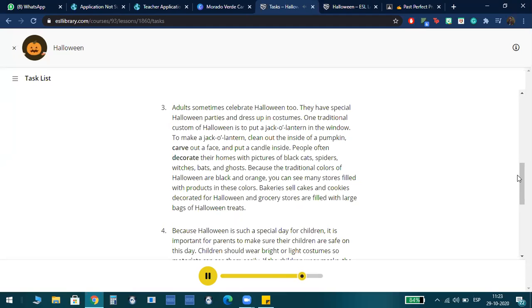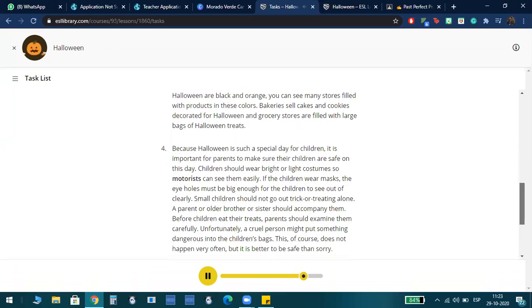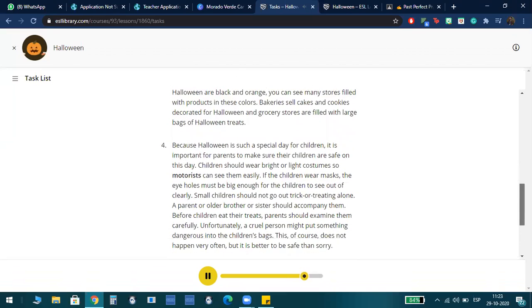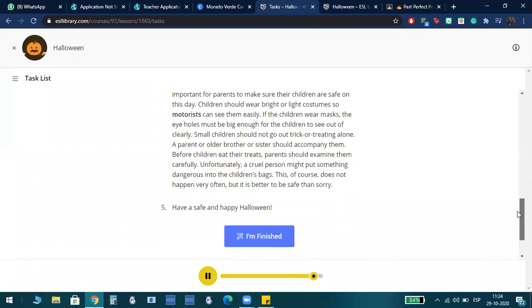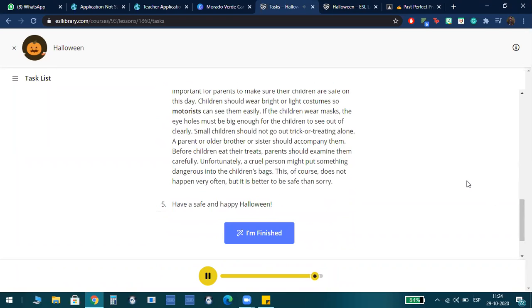If the children wear masks, the eye holes must be big enough for the children to see out of clearly. Small children should not go out trick-or-treating alone. A parent or older brother or sister should accompany them. Before children eat their treats, parents should examine them carefully. Unfortunately, a cruel person might put something dangerous into the children's bags. This, of course, does not happen very often, but it is better to be safe than sorry. Have a safe and happy Halloween!